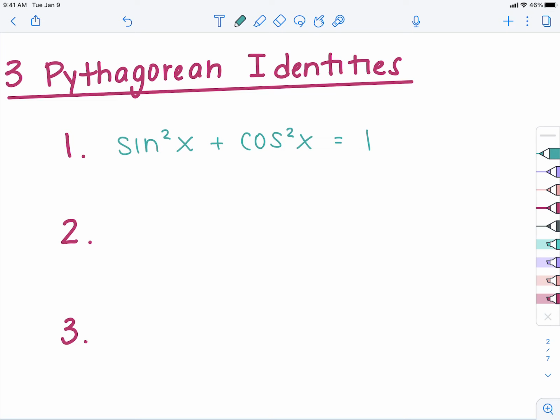This is probably the most common Pythagorean identity that you will see, especially in calculus next year, especially if you take AP Calc. This is the one that pops up the most, but we do have two other ones. We can also say that 1 plus tangent squared x equals secant squared x. And we can say 1 plus cotangent squared x equals cosecant squared x.